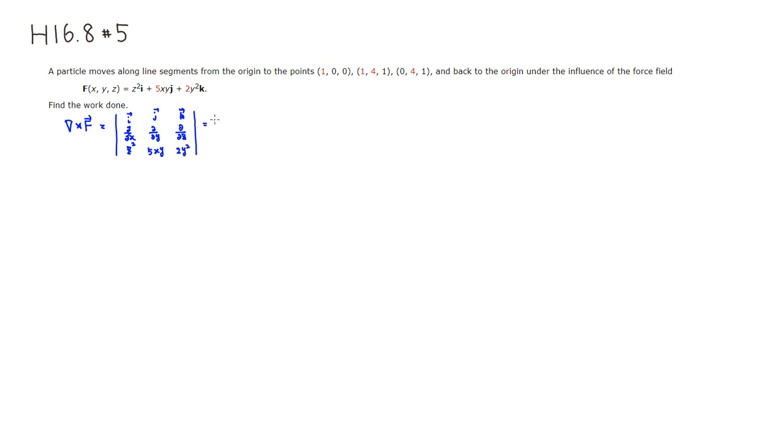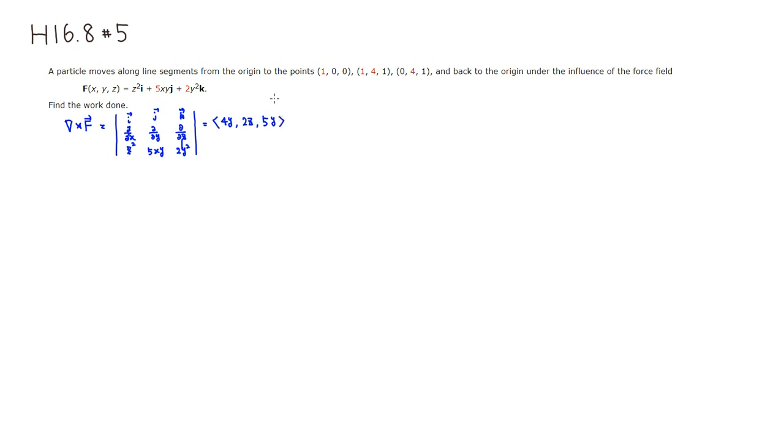So this is going to give us, let's see, the first component is partial with respect to y, so that's going to be 4y minus 0. The second component is going to be 2z minus 0. And the z component is going to be 5y minus 0, so it's just going to be 5y. All right, so we have that.